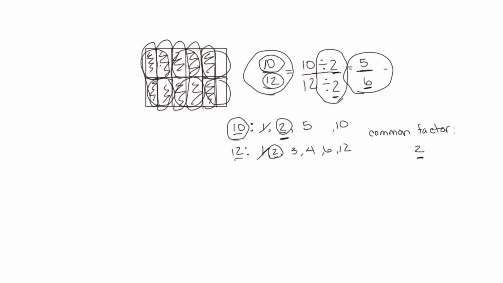Okay, let's look at another one. Let's start with 6/10ths. And again, we're going to look for a number that we can divide both 6 and 10 by. And again, right away we see that since both numbers are even, we know we can divide by 2. So 6 divided by 2 is 3, and 10 divided by 2 is 5.